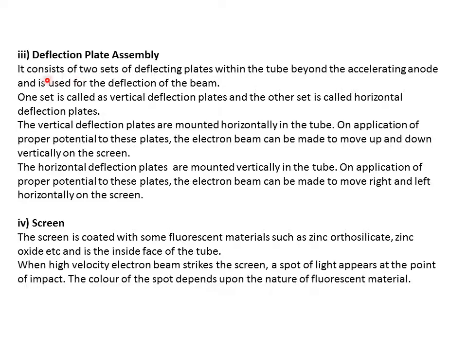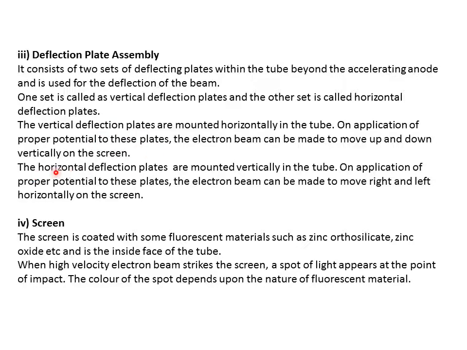It consists of two sets of deflecting plates within the tube beyond the accelerating anode and is used for the deflection of the beam. One set is called the vertical deflection plates and the other set is called the horizontal deflection plates. The vertical deflection plates are mounted horizontally in the tube, and on application of proper potential on these plates, the electron beam can be made to move up and down vertically on the screen. So, this was the function of the vertical deflection plates.